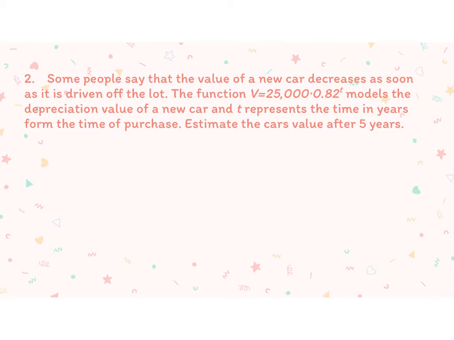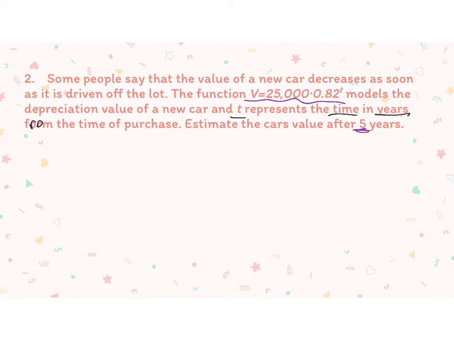All right, let's take a look at number 2. It says some people say that the value of a new car decreases as soon as it is driven off the lot. The function V equals 25,000 times 0.82 to the T power models the depreciation value of a new car, and T represents the time in years from the time of purchase. Estimate the car's value after 5 years. So we're looking at a car and we want to know how much it has depreciated, meaning gone down in value, 5 years after it has been owned.